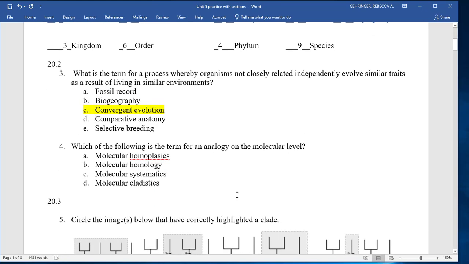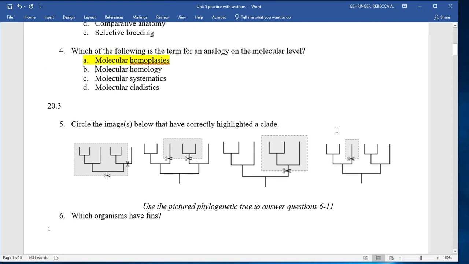Number four, which of the following is the term for an analogy on the molecular level? So remember, analogous structures are structures that don't share common ancestry. So that is a molecular homoplasy, which is, you know, I didn't name it, but that's what the answer for four is. I can't circle because I'm using Word and my mouse is already being a little bit funny, if you can see it kind of just shaking around there. So it's pretty particular. But anyhow, I can't circle them, but let's see which ones are the correctly highlighted clades.